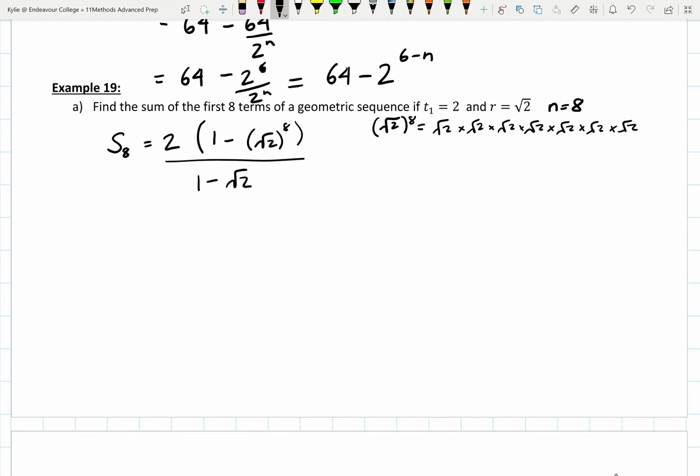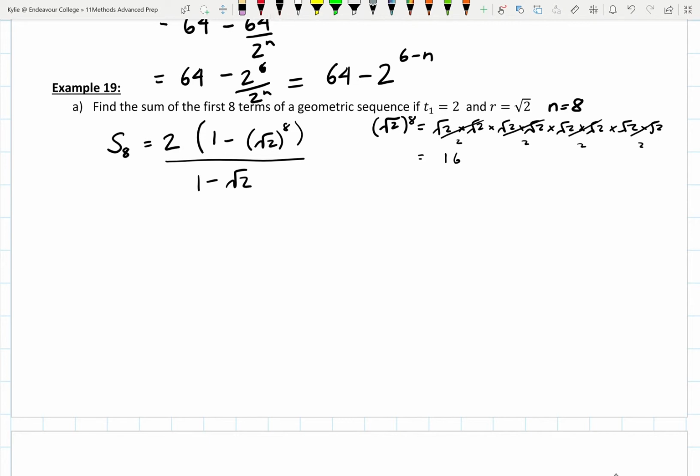1, 2, 3, 4, 5, 6, 7, 8. So just a quick reminder of how to think about this. You don't have to write it out, but this is how you can think about it. Root 2 times root 2 is 2. So we end up with these pairs of root 2 collapsing into 2's. And then it's 2 times 2 is 4, times 2 is 8, times 2 is 16. So the square root of 2 to the power of 8 is 16.